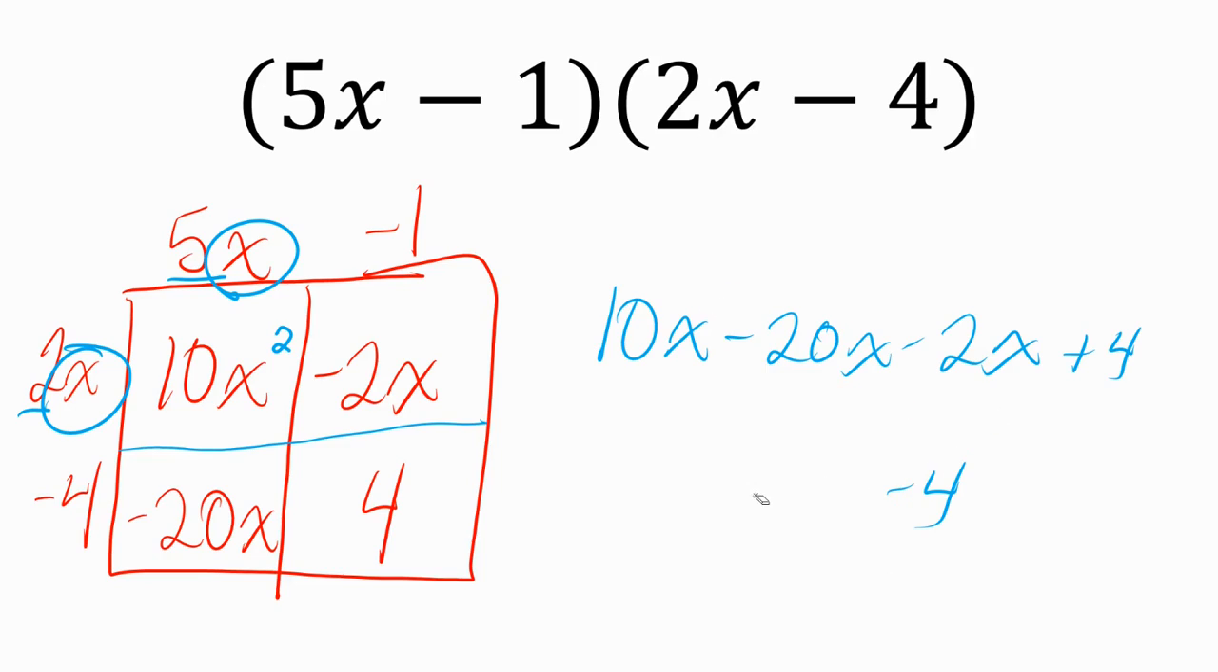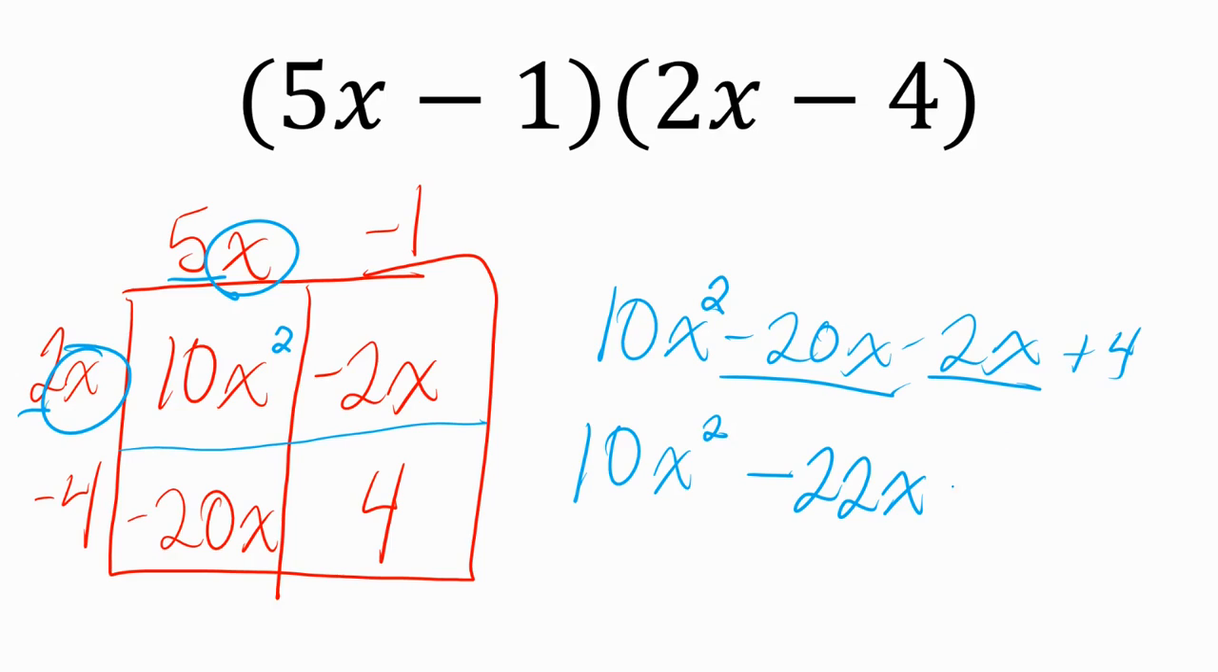So all the rest of these are right, though. This is indeed -20x. This is -2x. This is +4. So the only thing we really need to fix is that we need to have a little squared here, which means this one is not going to get combined with these middle 2. These middle 2 do get combined, though. So it's going to be 10x squared, -20 minus 2 is -22x. And then I still have that +4.